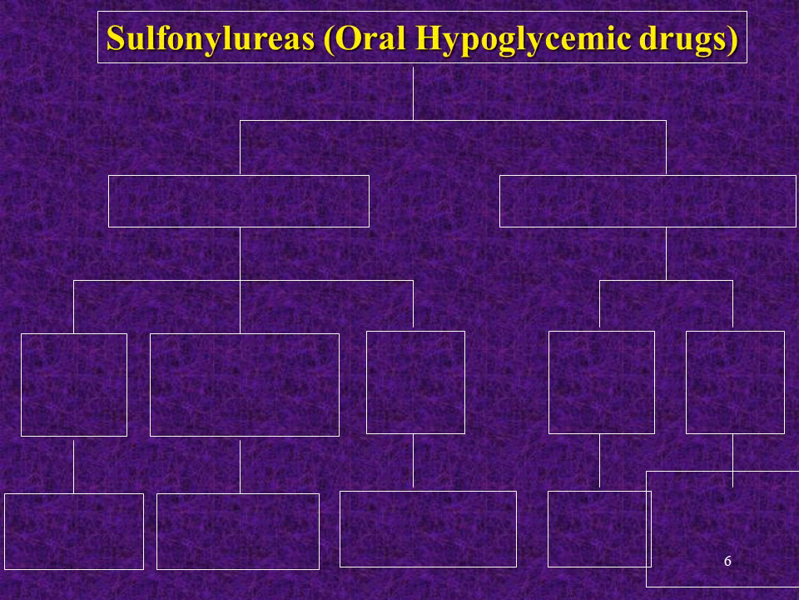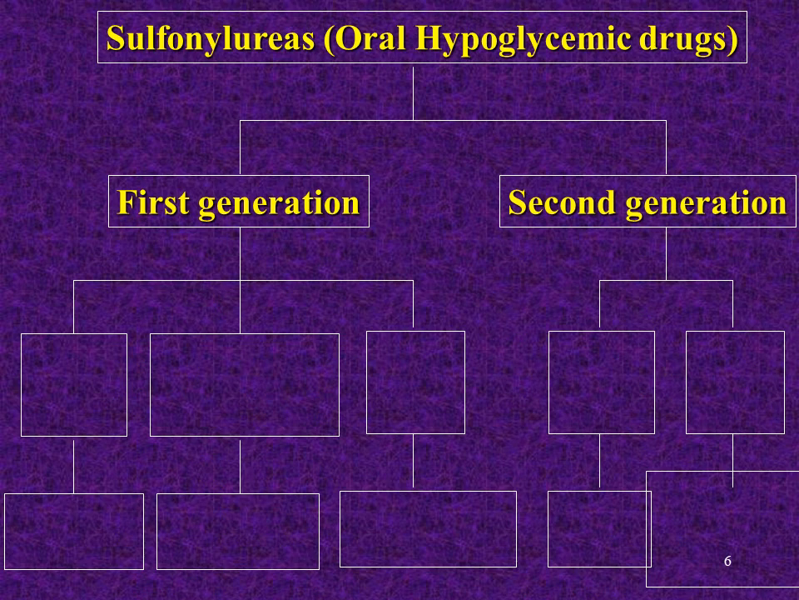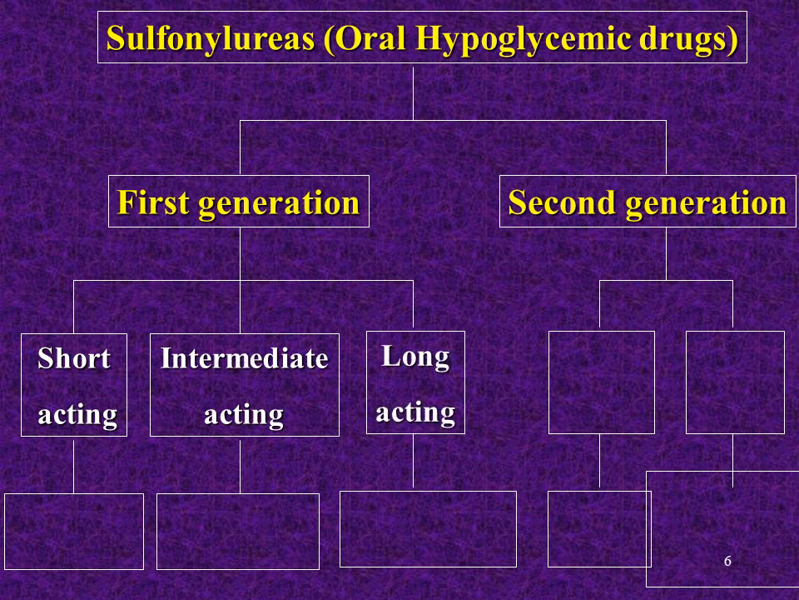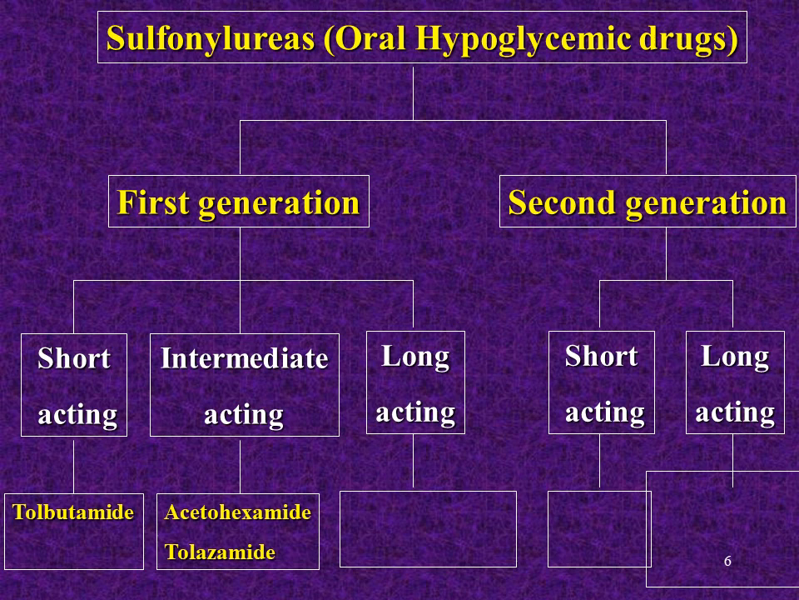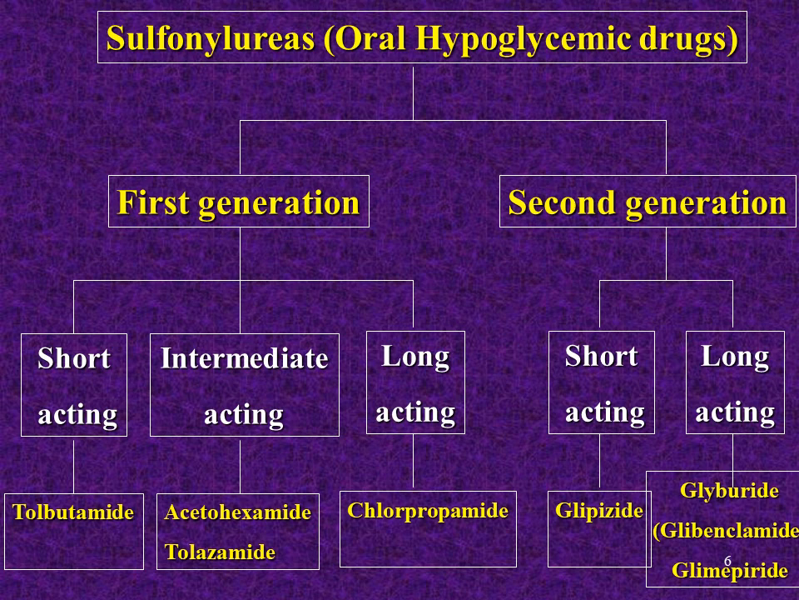Students, in this slide, you can well appreciate the classification of sulfonylureas, which is our first drug group, also called secretagogues. Number one, first generation, and number two, second generation. In the first generation, you have short acting, intermediate, and long acting, whereas in the second generation, you have short acting and long acting. Among the short acting in the first generation we have tolbutamide, in the intermediate we have acetohexamide and tolazamide, and in the long acting we have chlorpropamide. In the second generation, short acting we have glipizide, and with longer duration of action we have glyburide and glimepiride. These generations are very important.